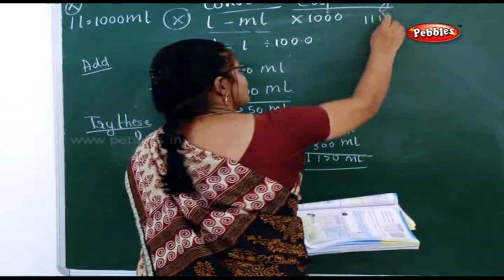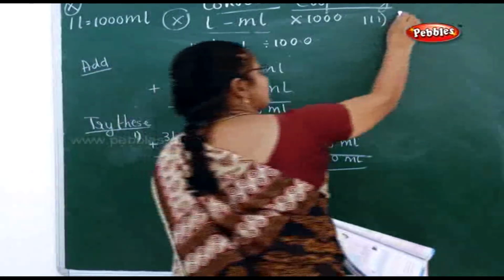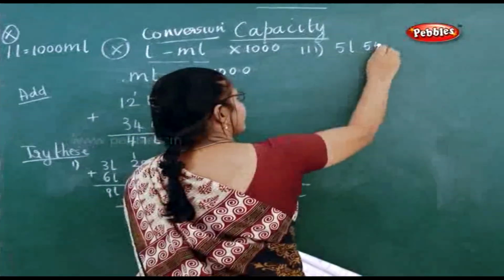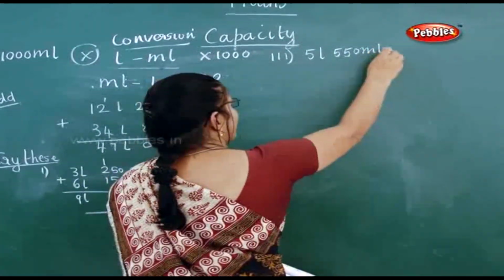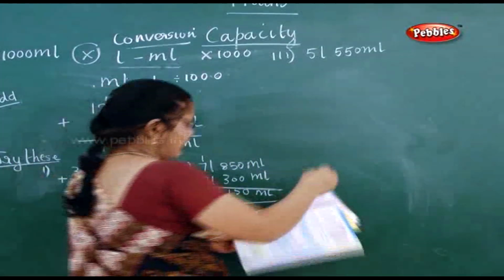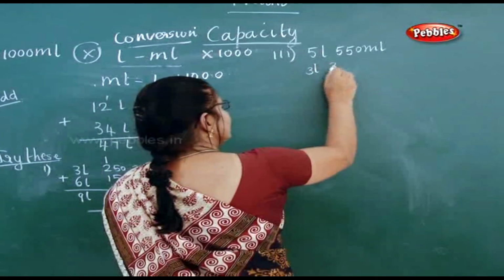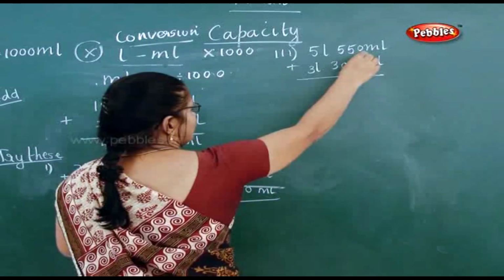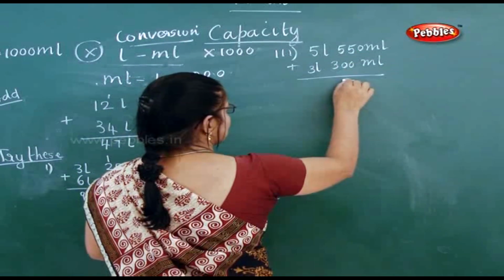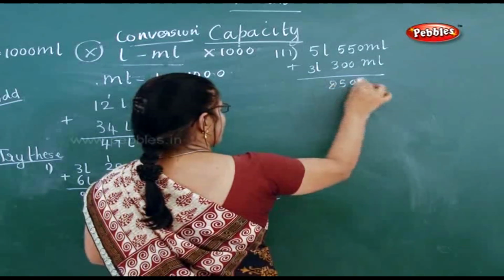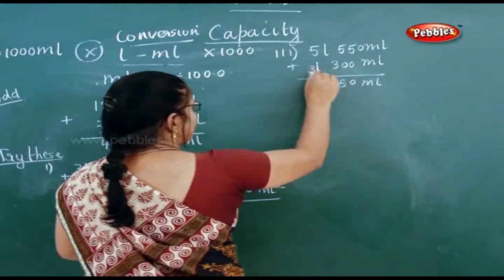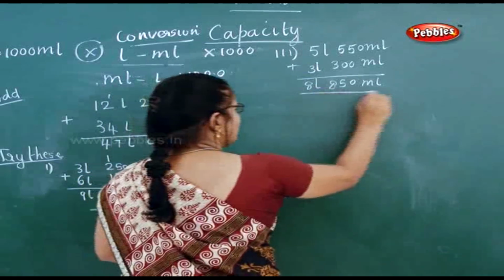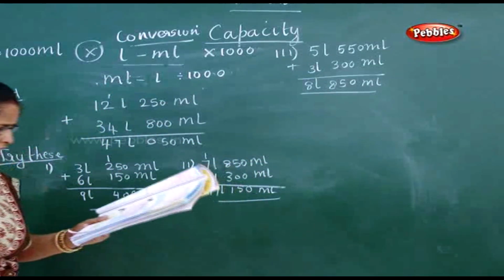Now, third sum. What is the third sum? 5 liter and 550 ml, with what you have to add? 3 liters and 300 ml. Now, 0 plus 0, 5 plus 0 is 5, 5 plus 3 is 8. So, you write 850 ml, 5 plus 3 is 8. So, you get 8 liter and 850 ml.